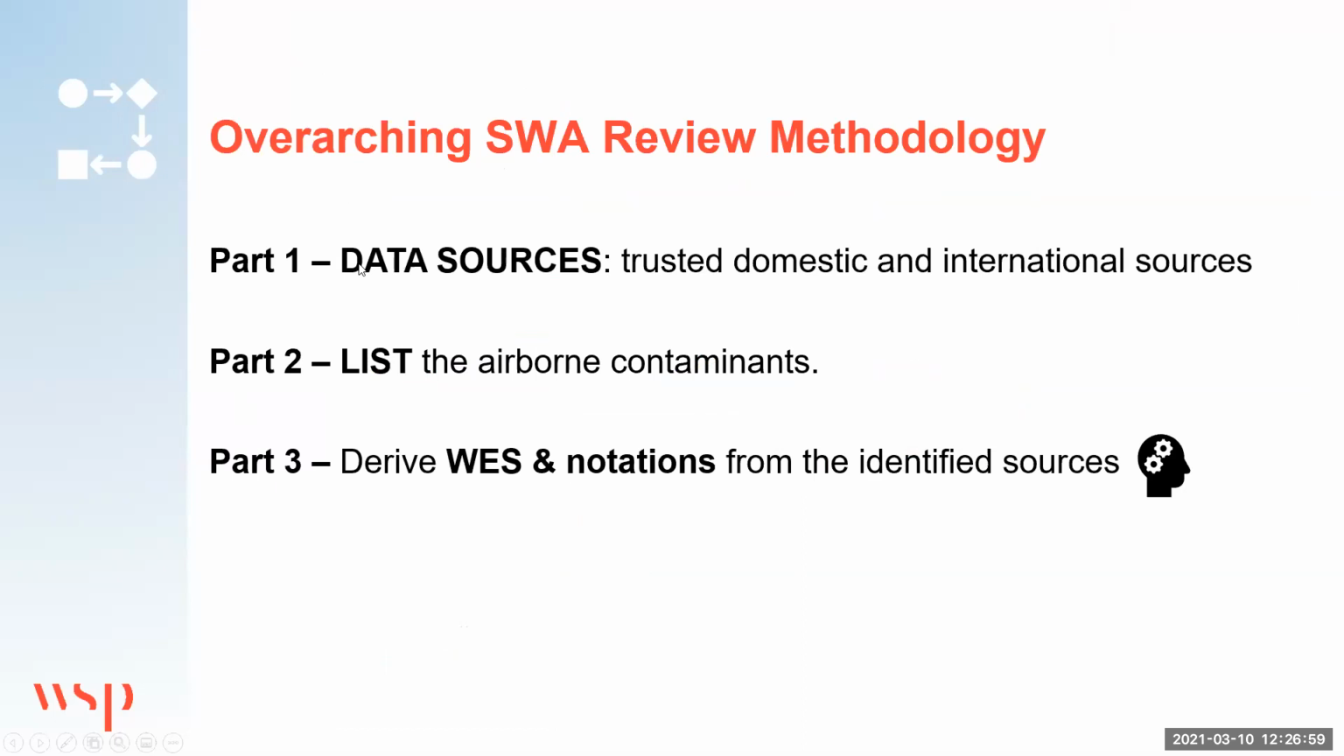The first part of the overarching review is identifying which data sources we were to use in the derivation and listing those sources. There's primary and secondary. The second part of the overall review methodology was to list which airborne contaminants needed to be reviewed. And the third part, which is the nuts and bolts, getting the numbers and the combinations, was to derive the WES for the list of identified airborne contaminants via the trusted sources. WSP were not involved in parts 1 and 2. Our main project was part 3.